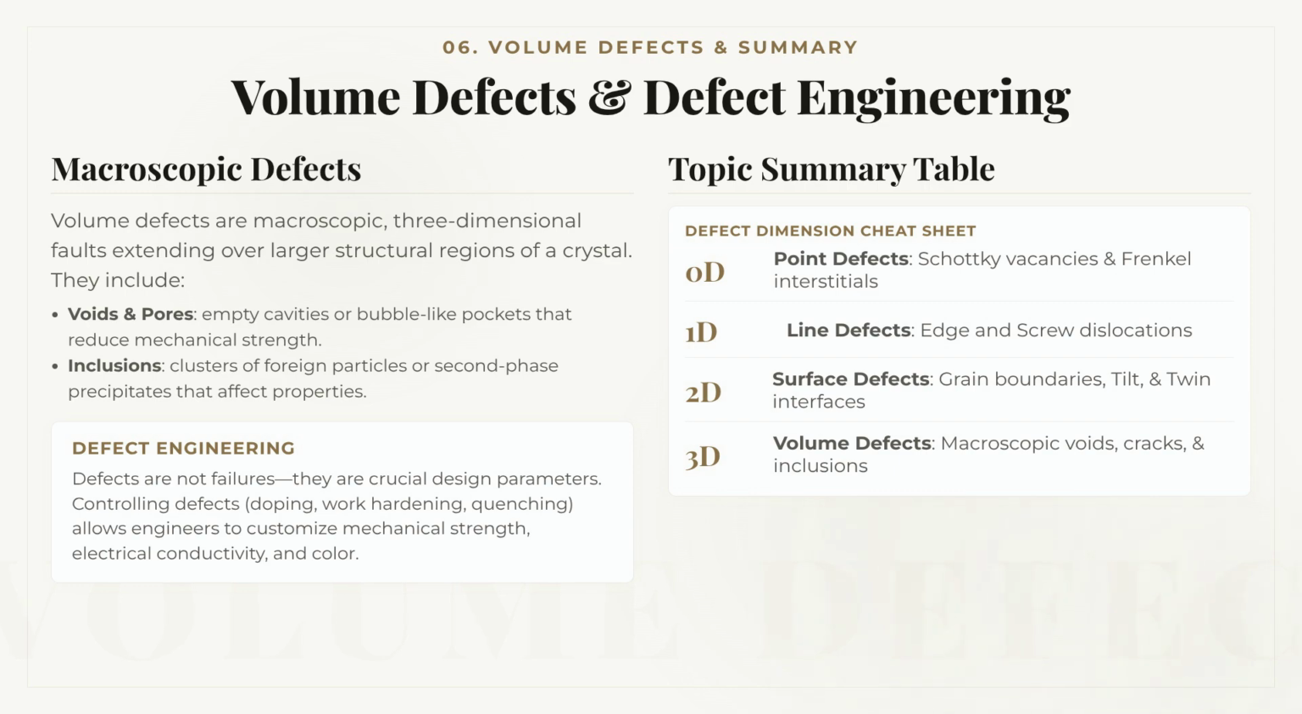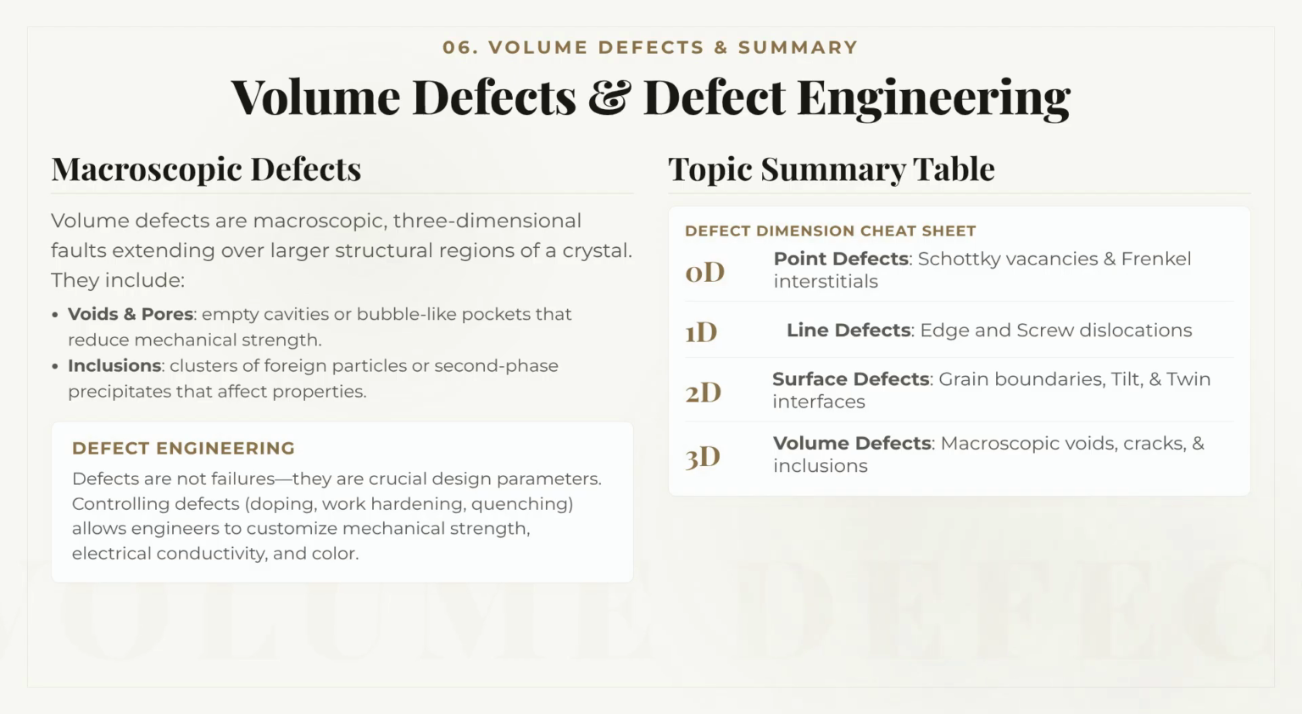Inclusions are foreign substances trapped inside the crystal during its formation. These inclusions may be solid impurities, tiny liquid droplets, or trapped gas bubbles. Volume defects significantly affect the strength, toughness, and reliability of engineering materials.